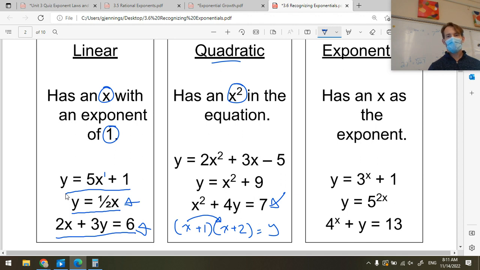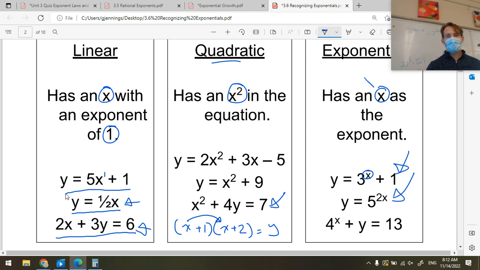The last one, if it's exponential, you're going to see the variable as the exponent. You're going to see it in some way like that. It could be a transformed version. These all have various transformations applied to them. But when the variable is up in the exponent, then you have an exponential function.